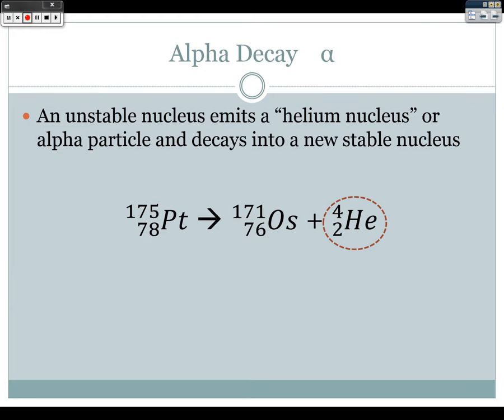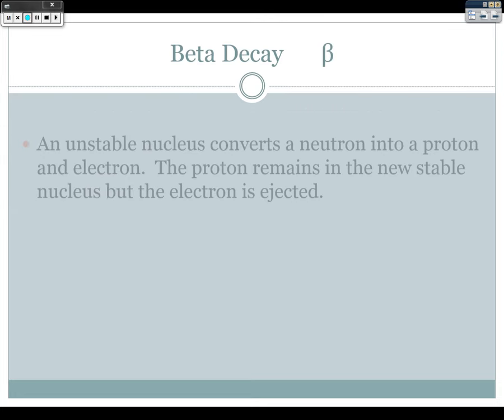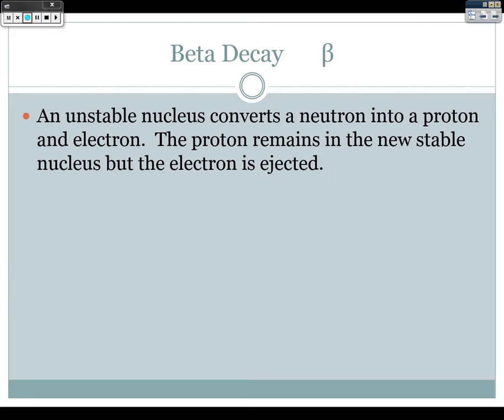So there's that alpha decay right there, that helium nucleus, and it has to be a part of the reaction so that we can maintain that same number of nuclear particles. Now beta decay happens when an unstable nucleus converts a neutron into a proton and an electron.